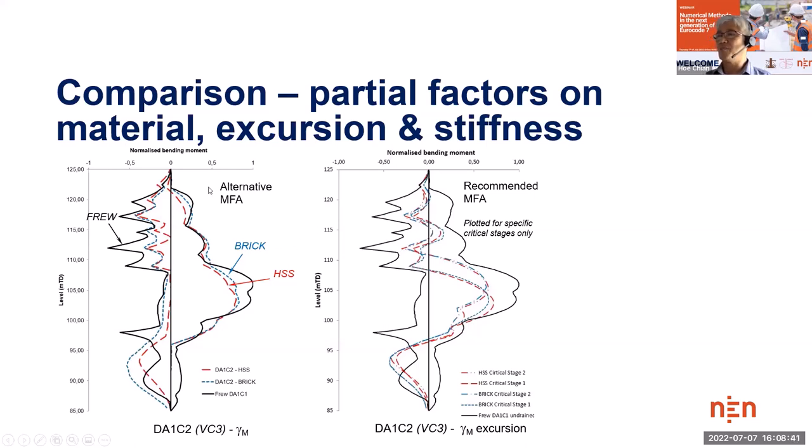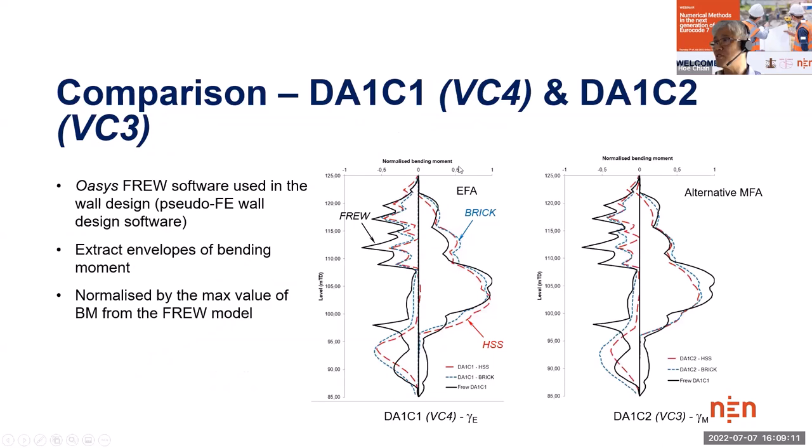So I repeat this alternative material factor approach and repeat that you use with the recommended material factor approach, which is the recommended sequence under verification case three. And you can see that they are still within the black line, meaning that this is less critical than the first case, which is an effective factor approach.